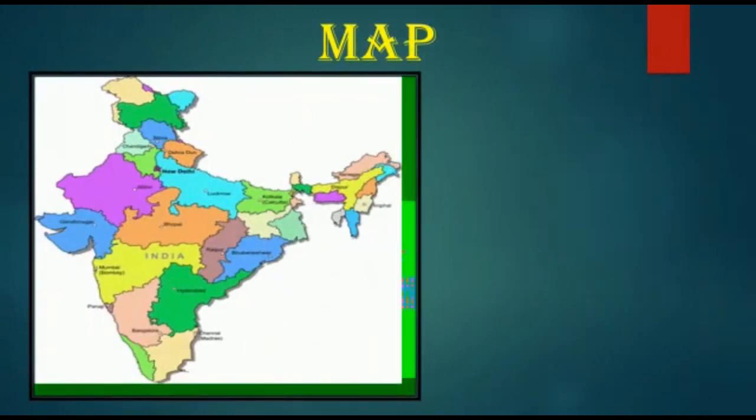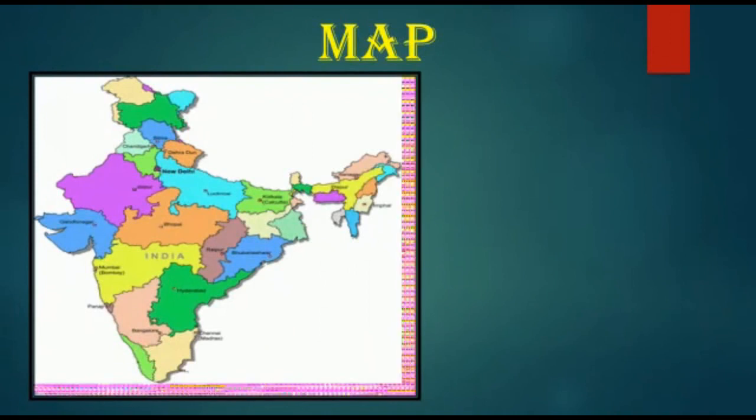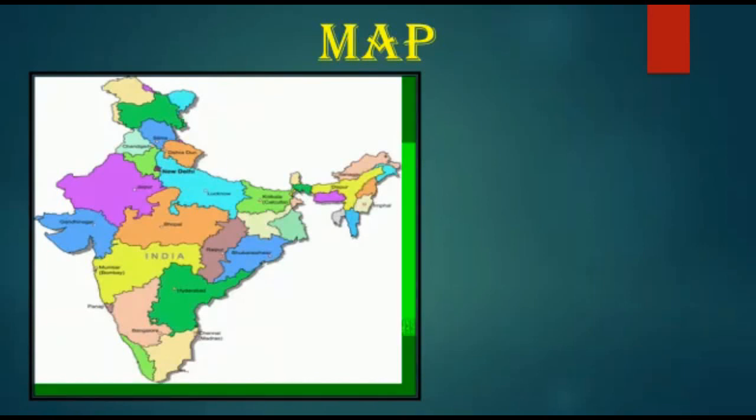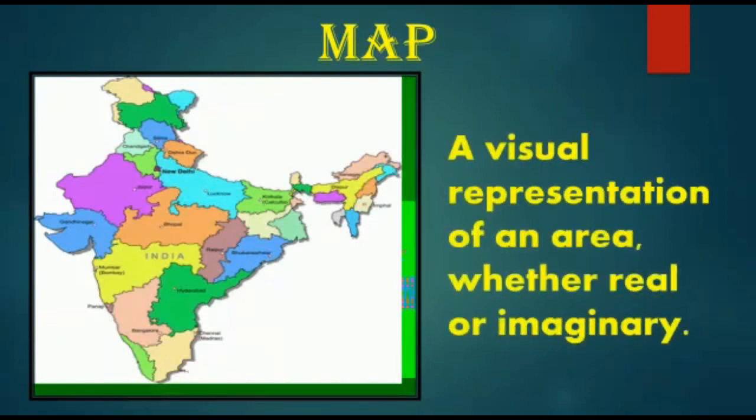As you have studied district, state and country maps in the earlier classes in geography subject. So students, in this slide you can see the map. Let's revise the meaning of map. A map is a visual representation of an area, whether real or imaginary. As you all know, a map is drawn on a flat piece of paper. It is a representation of the earth surface.